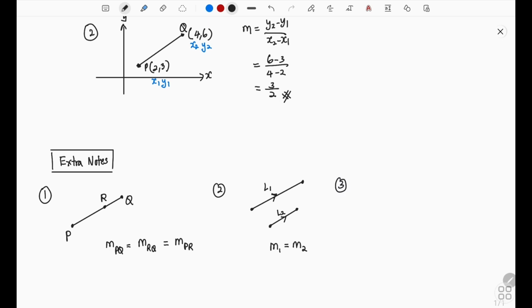And the third one is, if you have a line, and I call this line 1 also, and you have another line that is perpendicular to your line 1, I call this line 2. So what is the gradient relationship between these two lines? Very simple. The gradient of your line 1 multiplied by the gradient of your line 2 will be equal to -1.